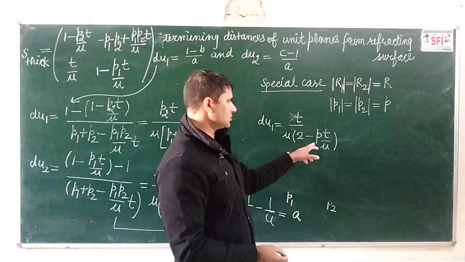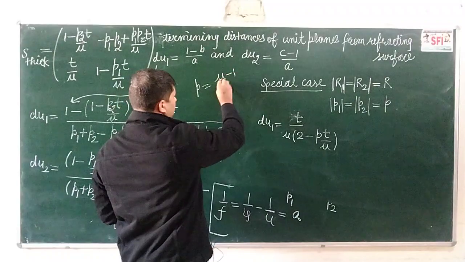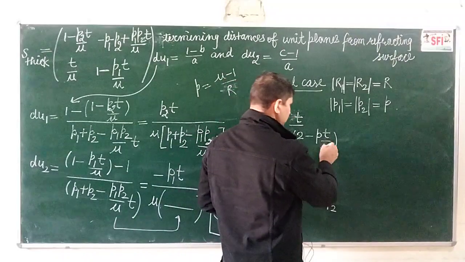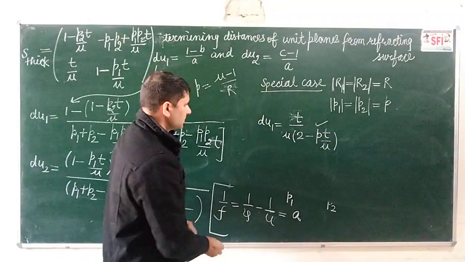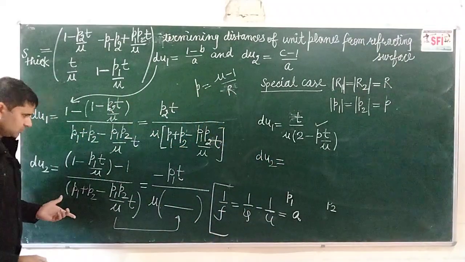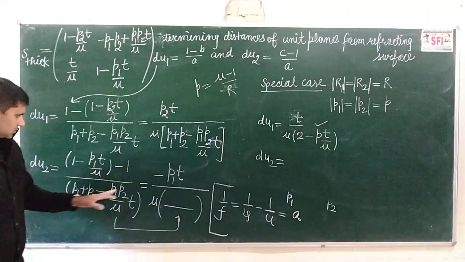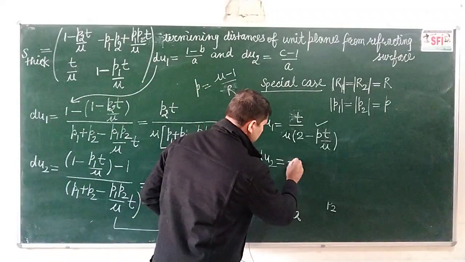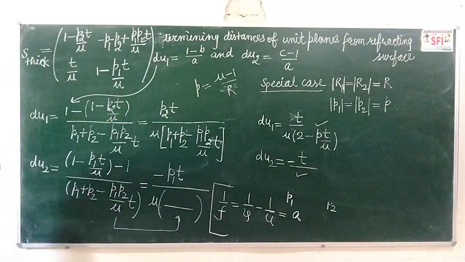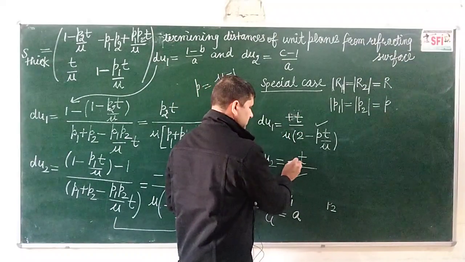If you substitute the value of P, that is power, the power is written as mu minus 1 divided by R. You can put the value of power here. In the same way you can find the value of dU2. If you put the value of P1 and P2 as P, you can solve it from here and it will be minus T, and the factor will be the same as in the case of dU1. So now you see that this is positive and this one is negative.